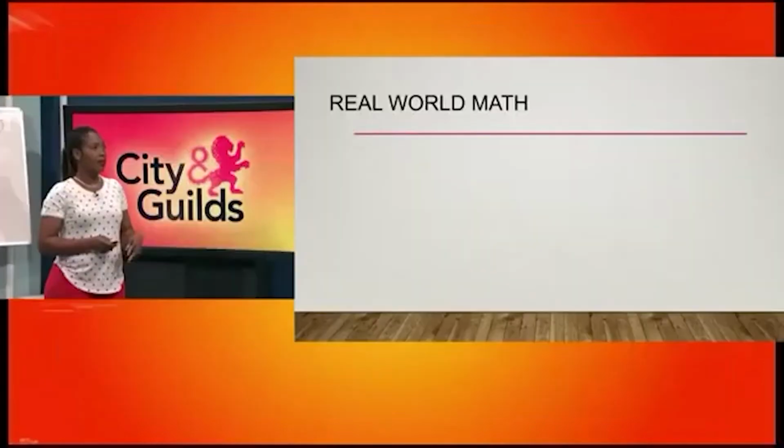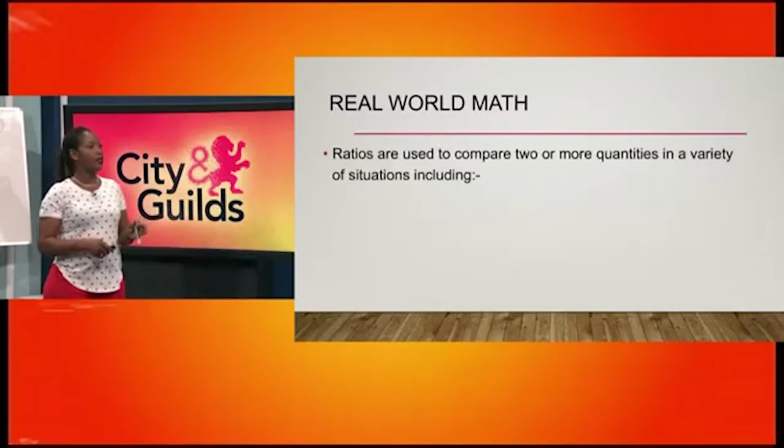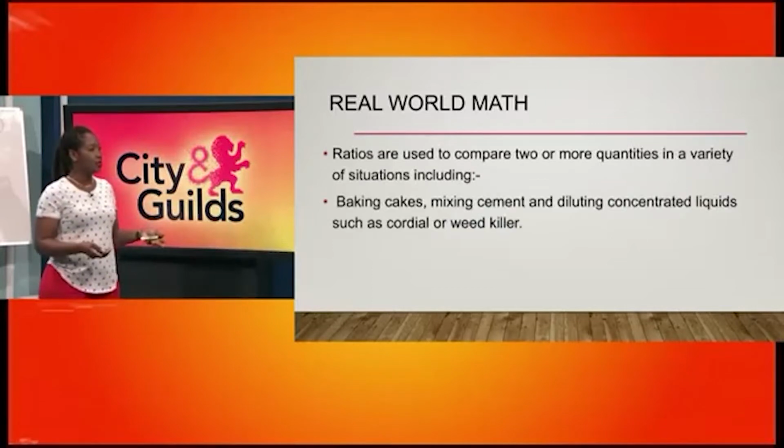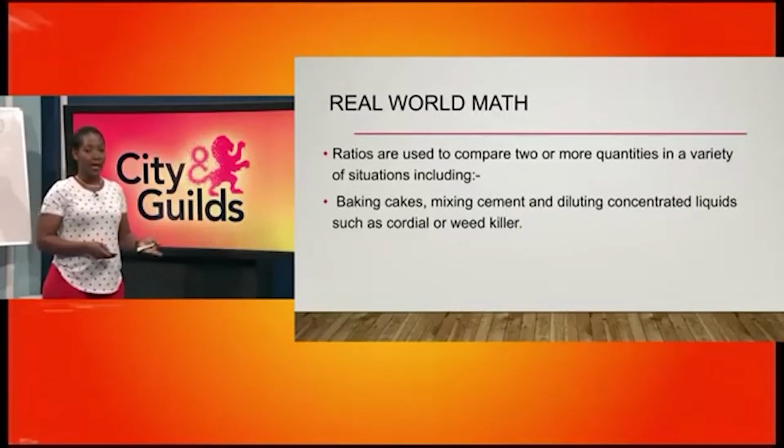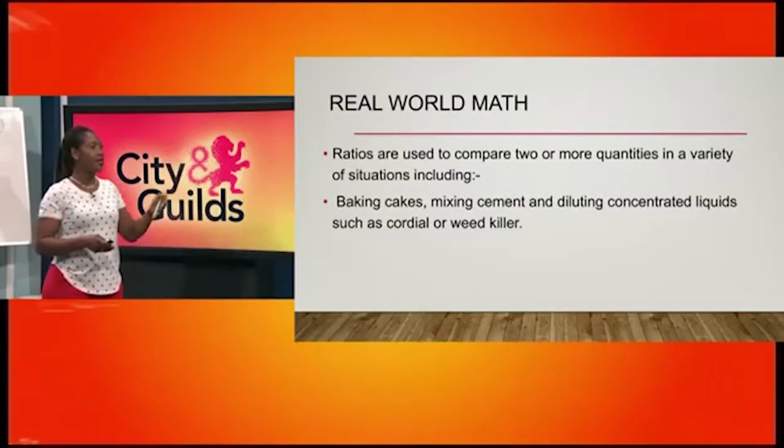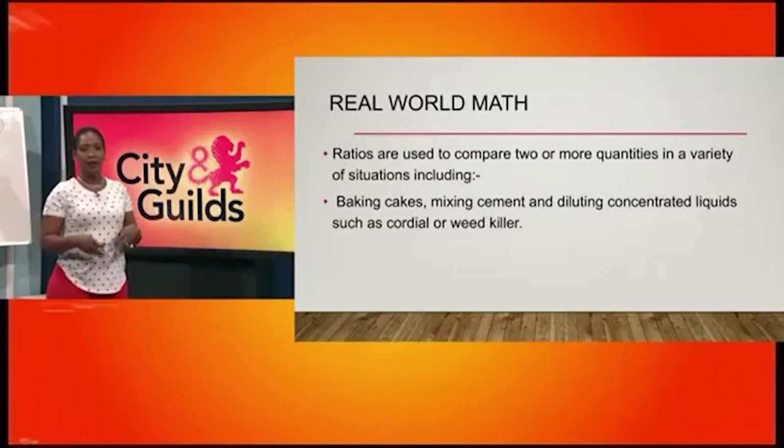All right, let's just look at some real world math. So ratios are used to compare 2 or more quantities in a variety of situations. These situations include baking, mixing cement, diluting concentrated liquids such as cordial and weed killer. We probably know weed killer as pesticides. The cordial, it's a little bit thicker than syrup, but it tends to be fruity. And we use it, it gives a ratio on the bottle on how to mix it.